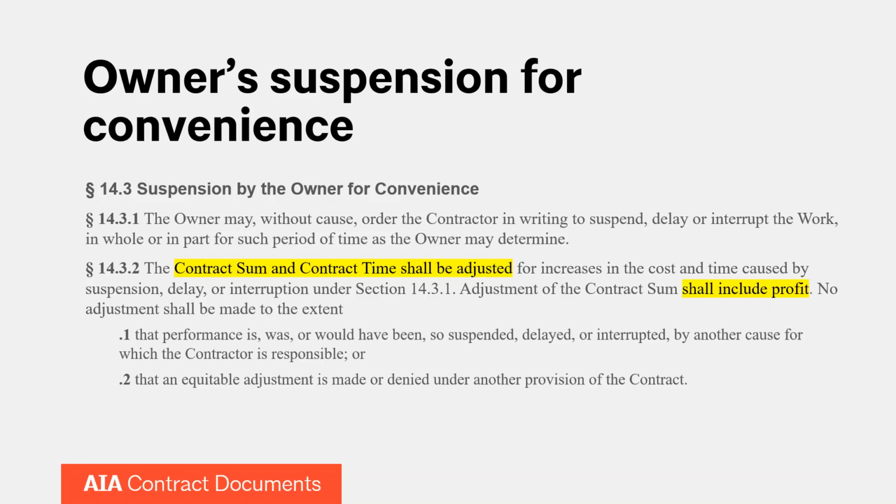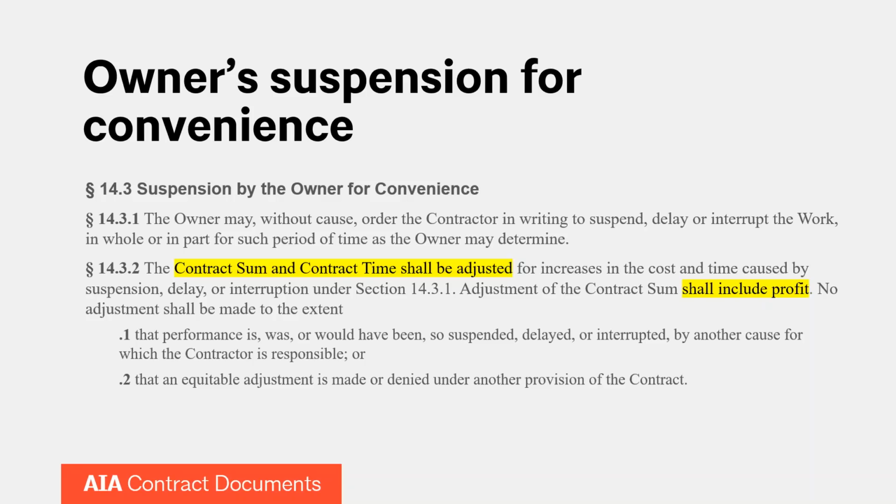There's two things to focus on here. It's the owner's right to suspend the project, and then of course the contractor's entitlement once that right is exercised. Section 14.3.1 talks about the owner's right, as you can see here from the language on the screen. It is a very broad right. The owner may, without cause, order the contractor in writing to suspend, delay, or interrupt the work in whole or in part for such period of time as the owner may determine.